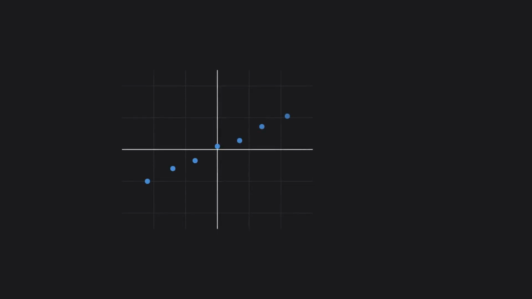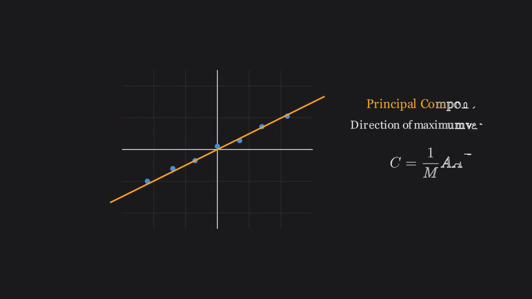The cloud is centered. Now we ask, in which directions does it spread the most? Watch this axis rotate through the cloud. At most angles, the spread is uneven. But at one angle, it maximizes. The data stretches as far as possible along that direction. That is the first principal component. The direction of maximum variance.